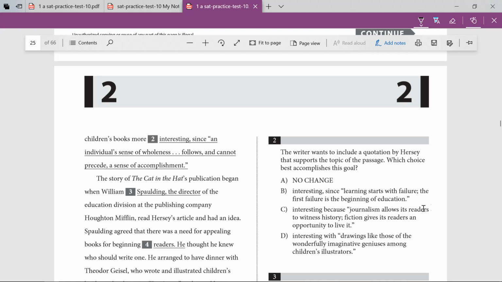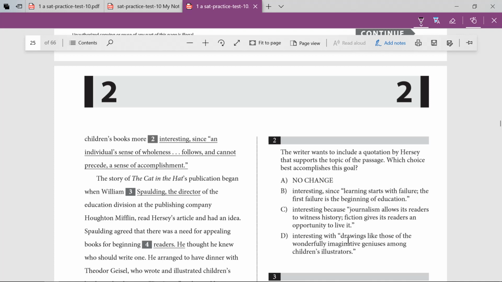Interesting because journalism allows its readers to witness history. There's nothing like journalism and history, and fiction gives its readers an opportunity to live in. There's nothing like making it interesting from this one. Interesting with drawings like those of wonderful imaginative geniuses among children's illustrators.